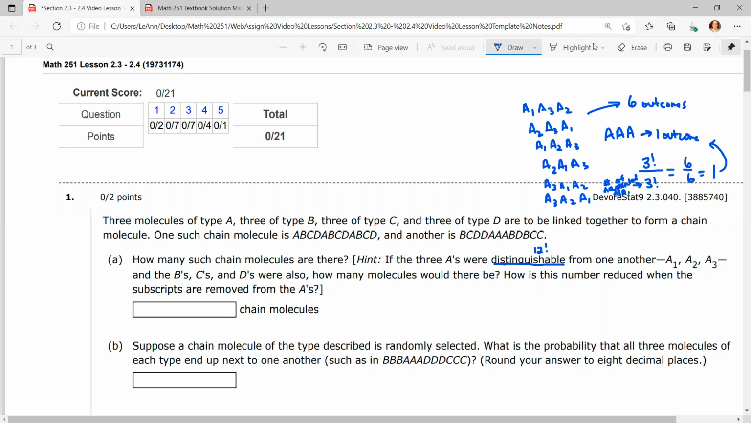So we have 12 factorial as if all of the different A, B, C's, and D's were all distinguishable. So like A1, A2, A3, B1, B2, B3, all of that. Then we need to divide by the number of duplicated elements in each group. So there would be 3 factorial, and that's because of the different arrangements you get for each of those. So that's 3 factorial for the A's, 3 factorial for the B's, 3 factorial for all the duplicated C's, and 3 factorial for the duplicated D's. So because we can't tell the difference, we need to divide all this out.